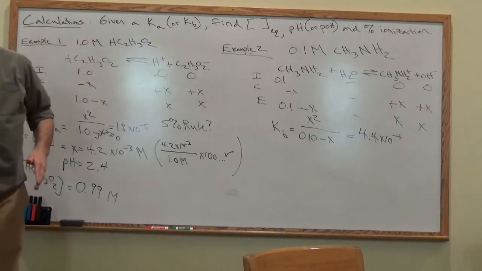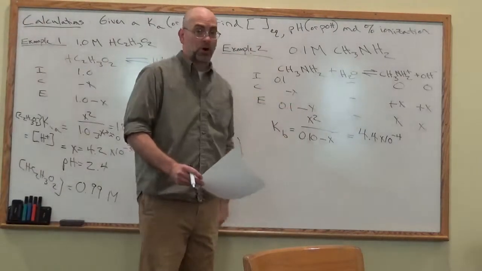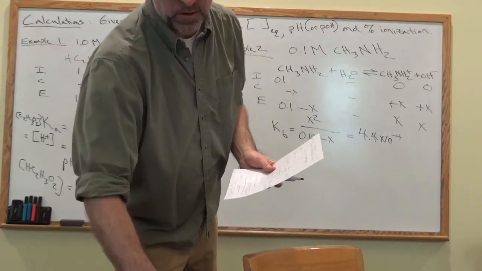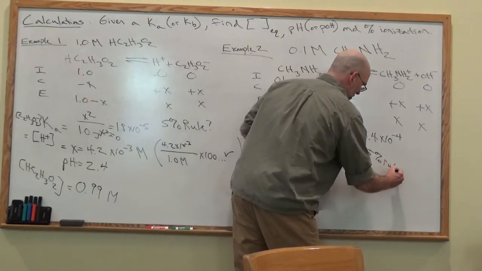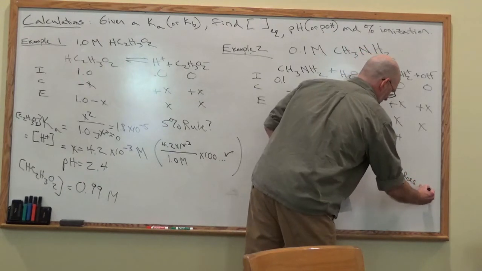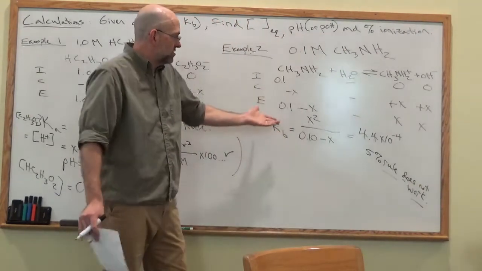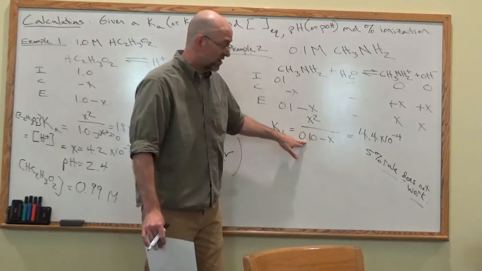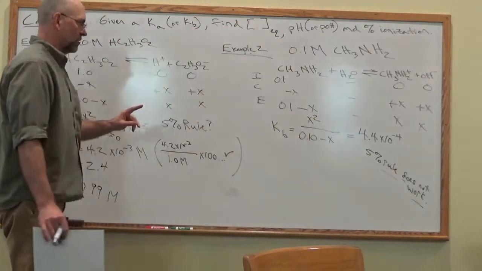Okay, the other one I did on purpose. This one I set up on purpose. The 5% rule does not work on this one. But I'm going to let you figure that out. So just do it. Assume that this is small, solve for x, this is 0.1 this time, so bring it over here, take the square root. Now this actually makes a little bit of sense. So I want you to do the math.